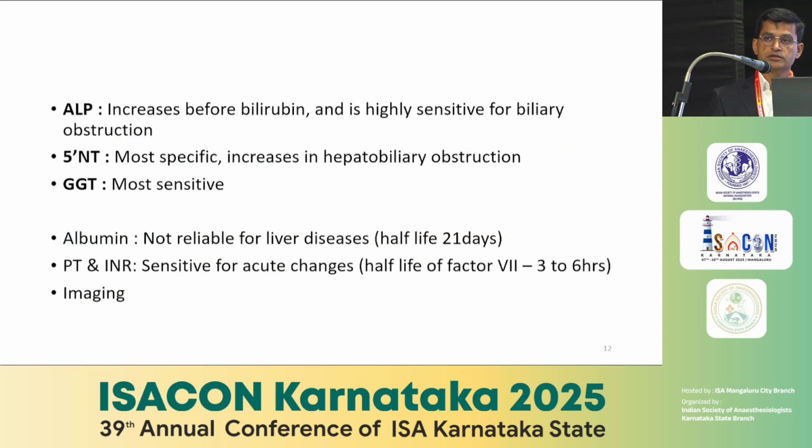Alkaline phosphatase, we have seen it increases even before the bilirubin. That is one of the earlier indicators. Then 5-nucleotidase is the most specific, and the gamma glutamyl transferase is the most sensitive. Coming to albumin, there will be a decrease in the albumin levels in these patients, but to detect the decrease in the level, it takes a minimum of 21 days because of its half-life.